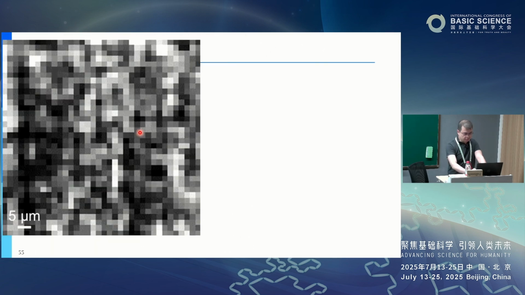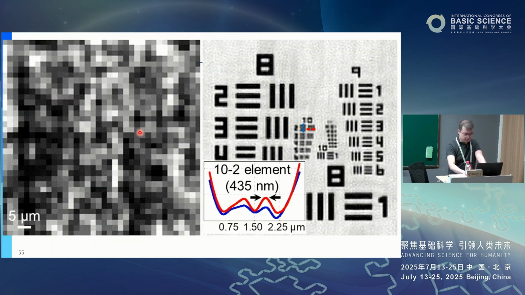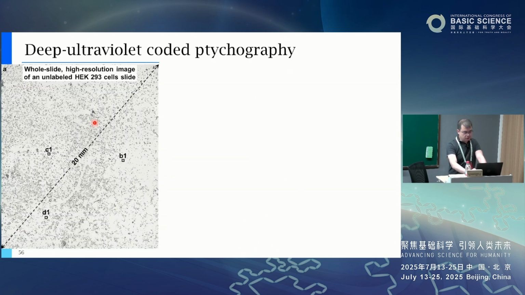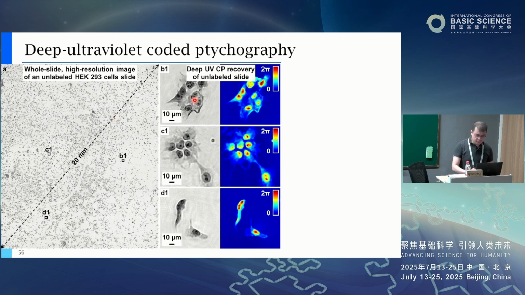So this is the diffraction pattern of the resolution target, and this is our reconstructed result. We can resolve about 400 nanometers from the resolution target. This is a biological sample without any staining. So we can see the cell cultures at this deep ultraviolet wavelength. This is the intrinsic contrast of our reconstruction.